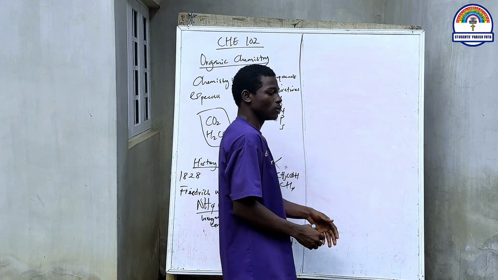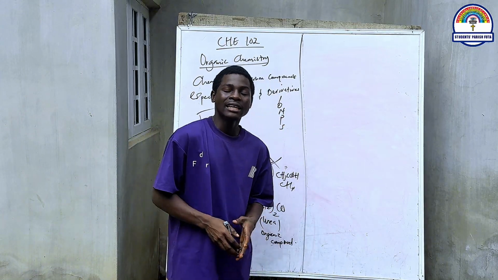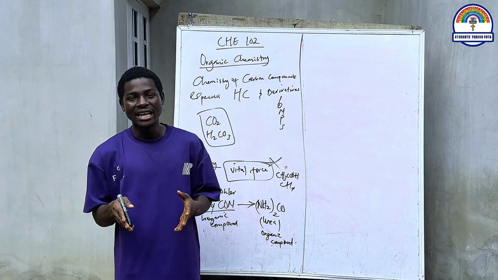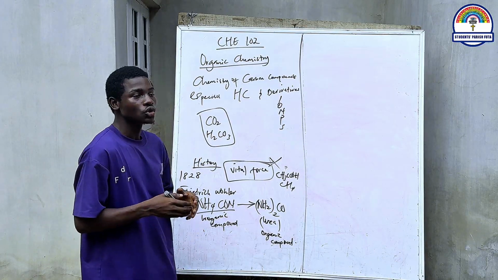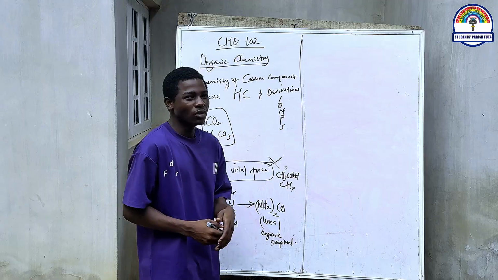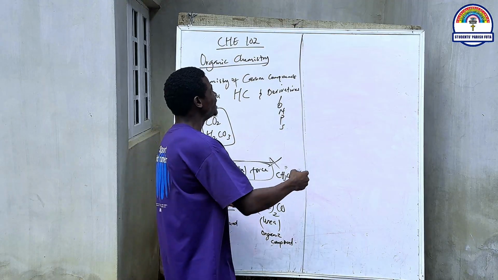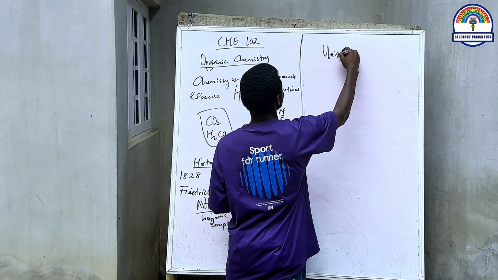Now let's look at how we define organic chemistry. We said carbon is the main element at the center of organic compounds. Why is carbon very unique? They say the uniqueness of carbon. Why is it so unique? Let's look at the uniqueness of carbon.